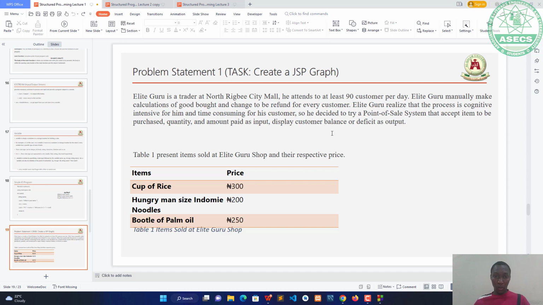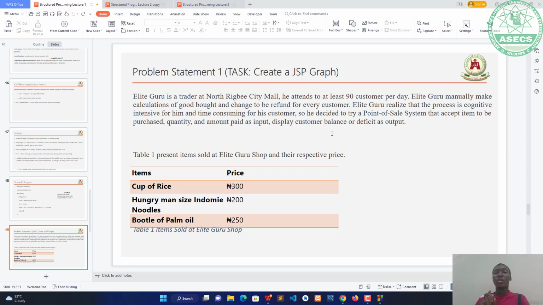In kun kula yana manual way ne na calculation abubuwan da ya siyo da kuma canjin da zai ba customer, abubuwan da customer suka siya da kuma canjin da zai ba. But Elliot Guru realized that the process is cognitively intensive for him and time consuming for his customers. Yana cin lokaci. So he decided to try a point of sale system, which is kind of POS, that accepts item to be purchased, product quantity, and amount paid da kuma abin da customer ya biya.